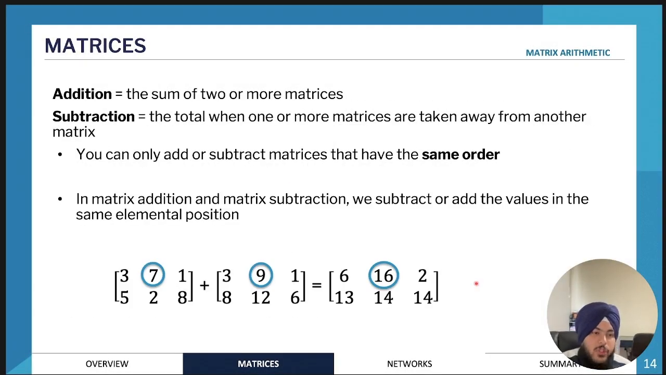Okay, so now we'll move on to matrix arithmetic. Matrix arithmetic will be covering addition, subtraction, and multiplication of matrices. Addition and subtraction are pretty straightforward.